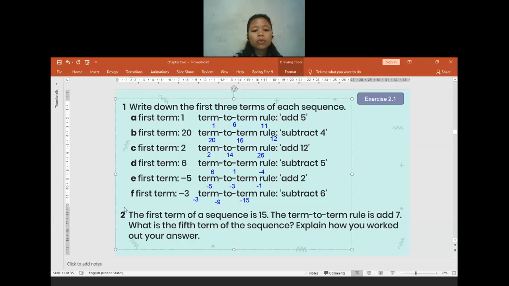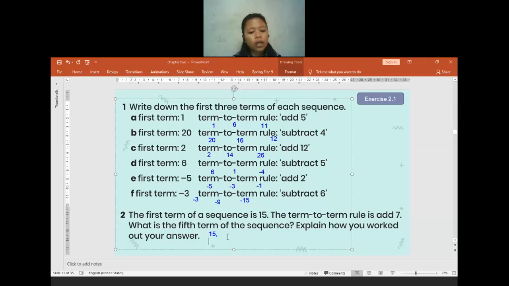Okay. If no one is confused, is it okay if I continue to question 2? We still have 2 minutes. I think we can be done with these 2 questions. So what number do I have to write first for question 2? What number do I have to write first? 15. After 15, what number will it be?